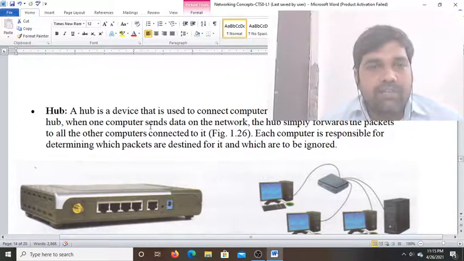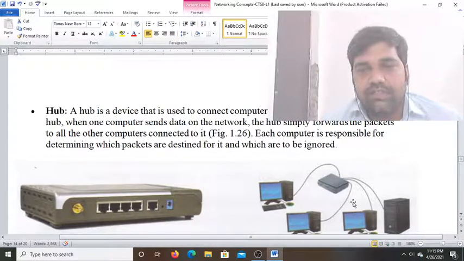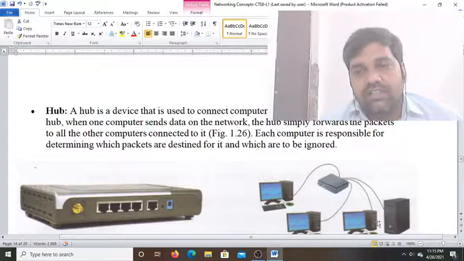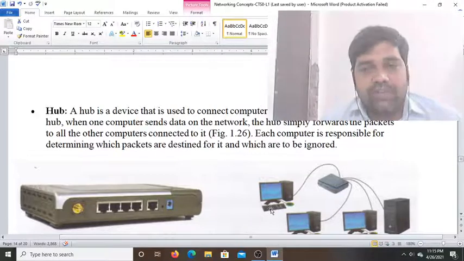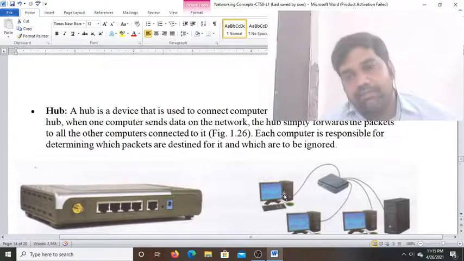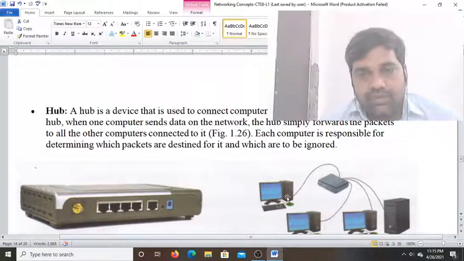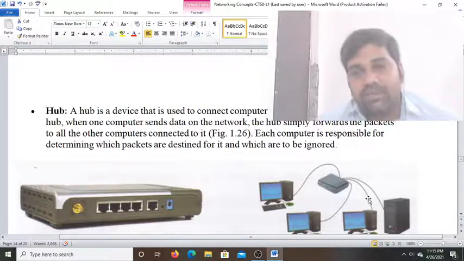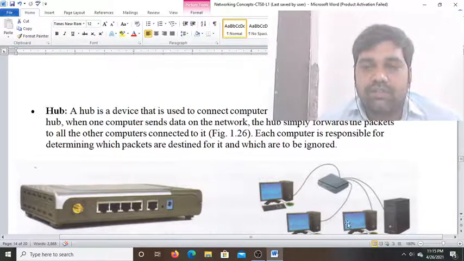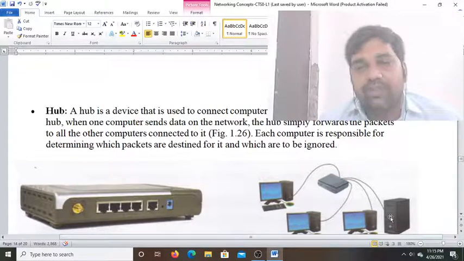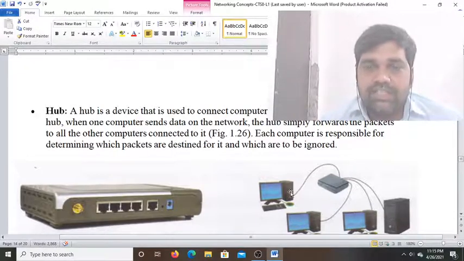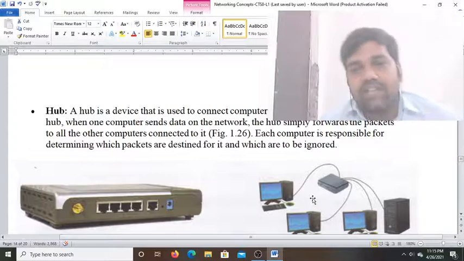In a hub, when one computer sends data on the network, suppose one computer which is connected with this hub, see, one, two, three, four are connected. When this computer sends the data, first the data will go to the hub, and this hub will broadcast that data to all the other computers: computer two also, three also, and fourth one also. So the hub is used to broadcast the data.